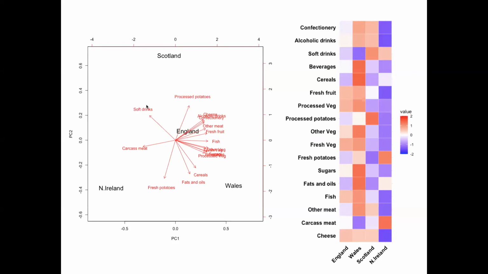Soft drinks, I would expect to see Scotland kind of taking the cake. And I do, followed by Northern Ireland, again, because we're moving like a plane along that direction. So England would be kind of in the middle. England's kind of in the middle on a lot of these. And moving out, soft drinks would be, I would hit Scotland last. Carcass meat, very much a Northern Ireland phenomenon.